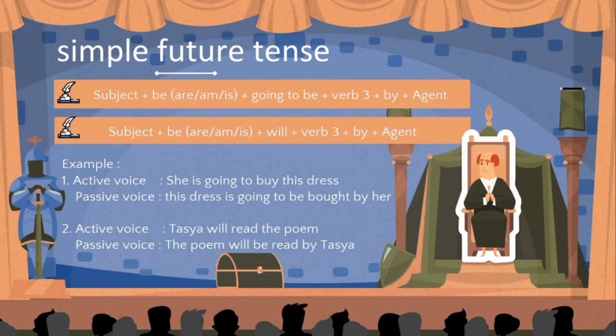And now we're going to passive voice in a simple future tense. The pattern is subject plus be that are or am or is plus going to be or will plus verb 3 plus by plus agent. For the example, I have an active voice, she is going to buy this dress. You can change it into a passive voice, this dress as a subject, is as a be, going to be is a pattern, bought is a verb 3, and plus by plus agent that her. Let's say the formula once again. Subject plus be that are or am or is plus going to be or will plus verb 3 plus by plus agent.